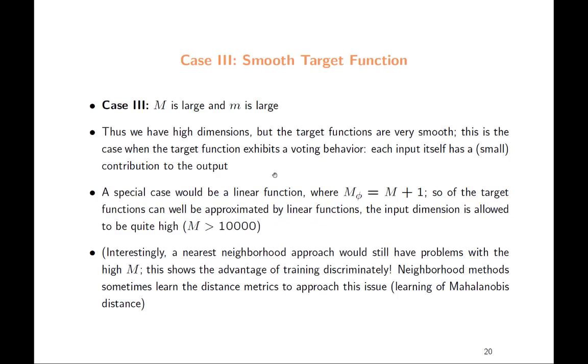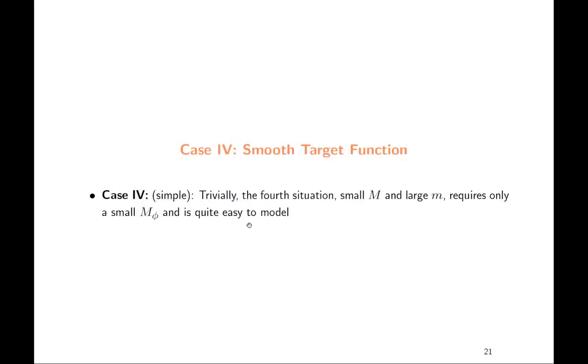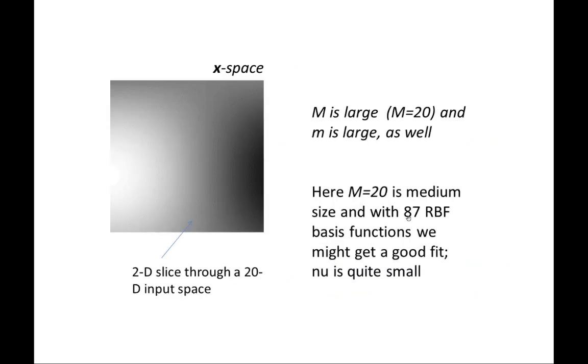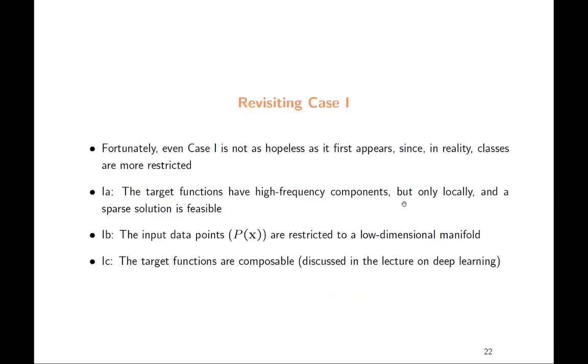Of course, if m is large, so the inputs can be large, but the smoothness is also large, so we have a high degree of smoothness, then we can tolerate maybe quite large input dimensions, so maybe even up to 10,000 inputs. And then, of course, the third one is a small input dimension and a large smoothness, which is very easy to solve.